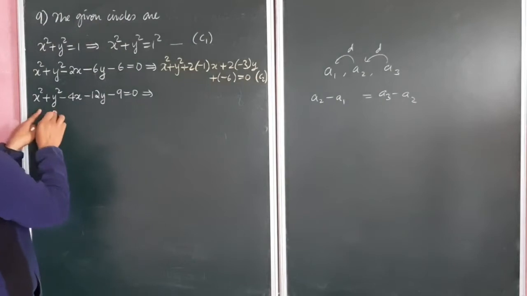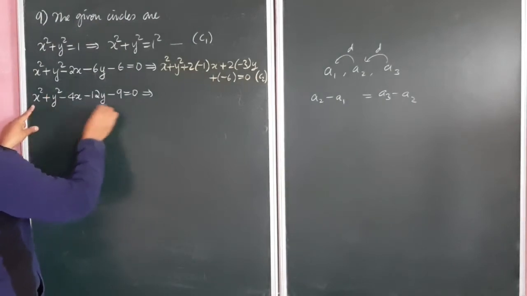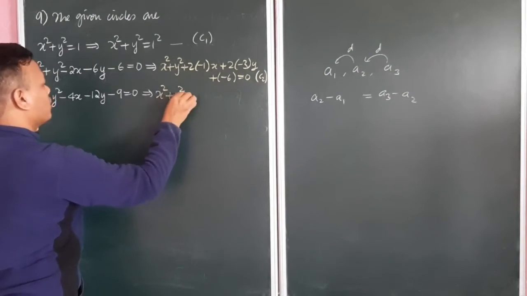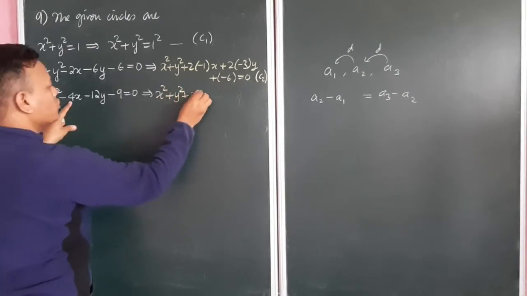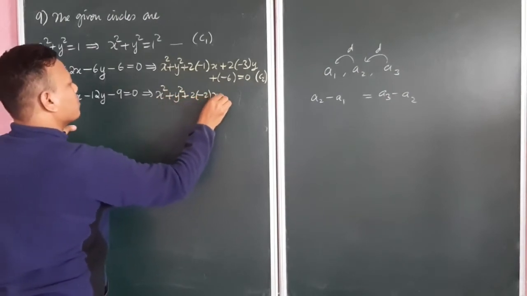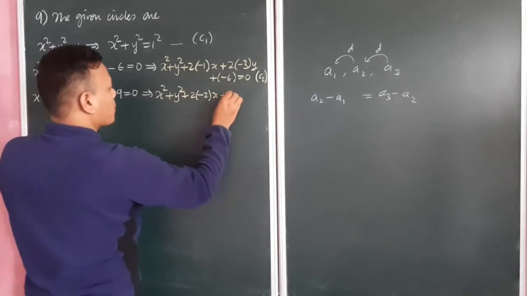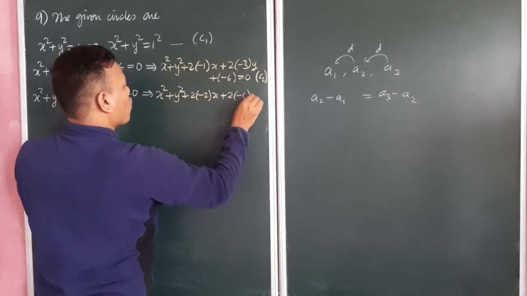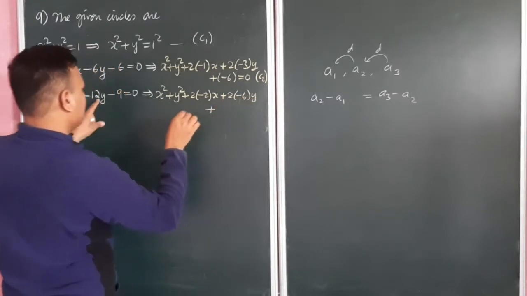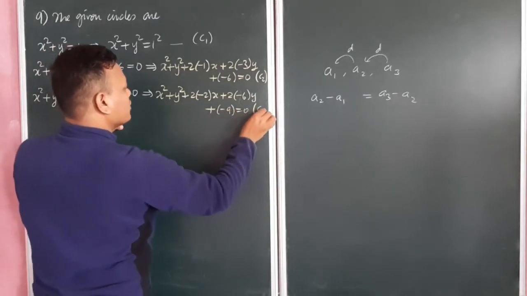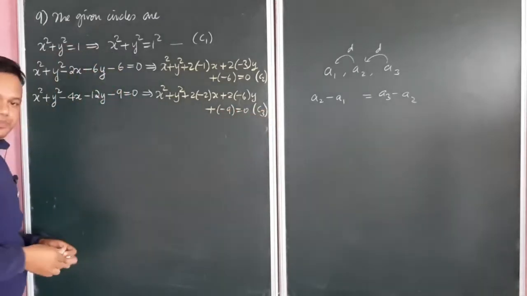Okay, then let's write the same thing with this one as well. So this becomes x square plus y square plus 2g, where g becomes minus 2, x plus 2f, where f becomes minus 6, y plus c, where c is minus 9, equals 0. And let me call this circle 3, C3.